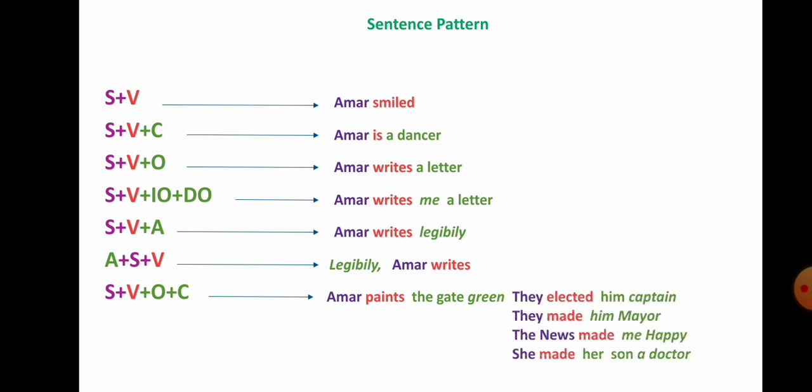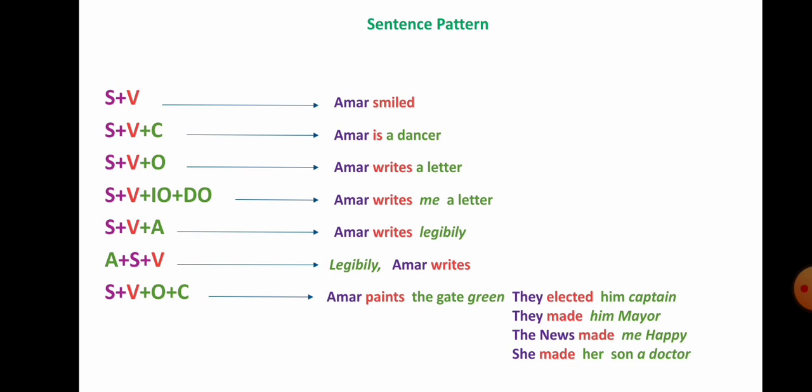Let's see some more examples. They elected him captain. Here they is a subject, elected is a verb, him is an object, and the captain is referring to him, not to they. It's not to the subject but to the object. So it's an objective complement. SVOC pattern. They made him manager. Here the manager is him, not they. So here the sentence pattern is SVOC.